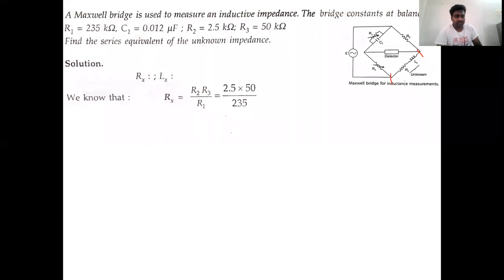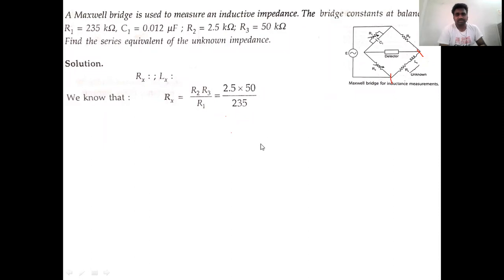What is the value of the unknown resistance? Right, 259 got 0.53 kilo ohm, 261 got 0.531 kilo ohm, and I myself got 0.53 kilo ohm. Anybody with the same answer? The unit is kilo ohm. We have to keep the units very carefully. If I misplace the units, the entire problem will go wrong.